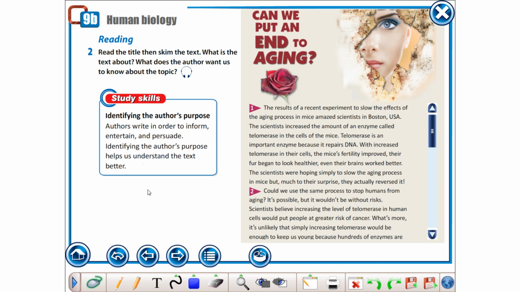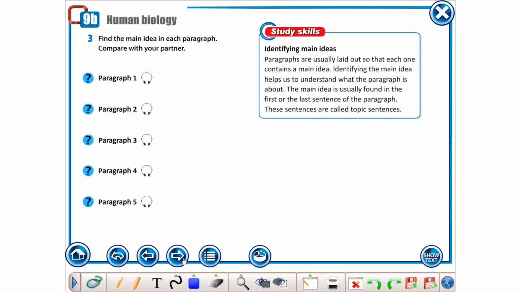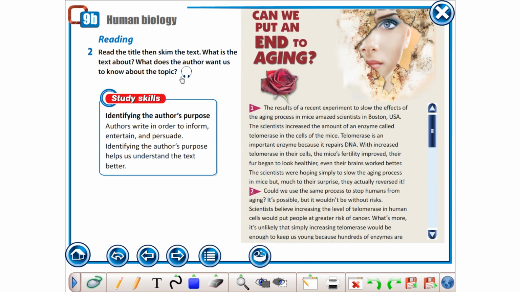Итак, определение авторской цели, цели автора. Автор пишет в том случае, если он хочет что-то нам рассказать, информировать нас, развлечь, предостеречь и так далее. Определение авторской цели помогает вам понять текст лучше. Окей. Итак. The text is about the aging process. The author's purpose is to inform us about research on slowing the aging process.